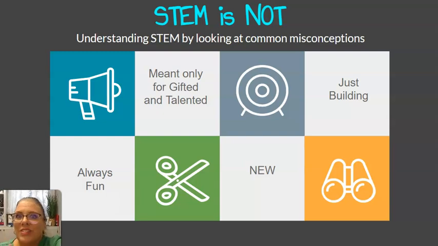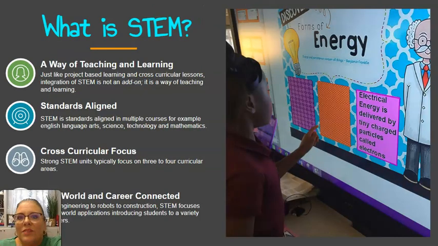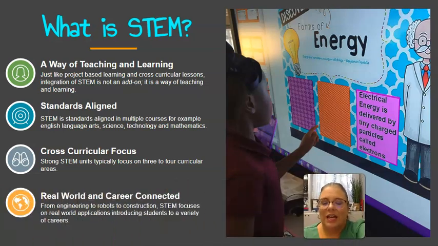So now let's look at what in the world is STEM. So it's a way of teaching and learning. You could think of maybe project-based learning and cross-curricular lessons. These could be STEM. It is standards aligned. This is not just some separate activity. There is a cross-curricular focus, and there is a strong real-world career connection with true STEM integration.